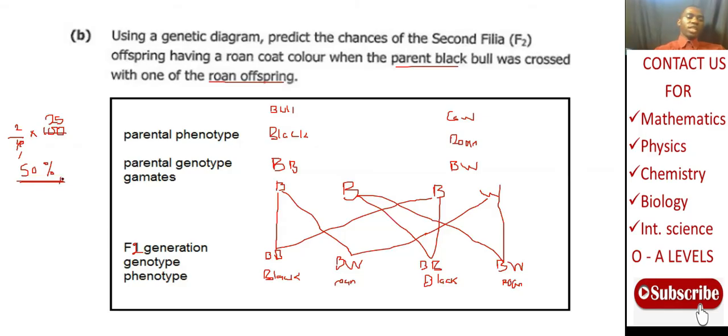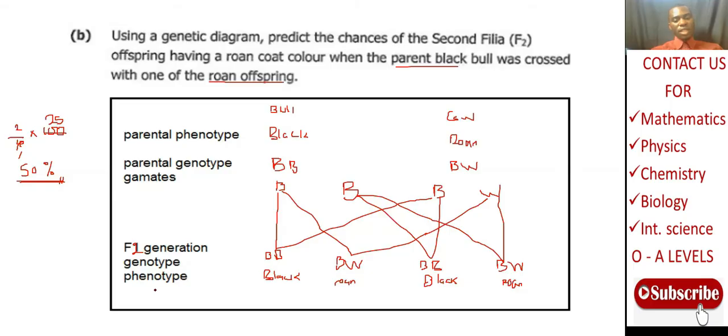So chance is best expressed in terms of what? Percentage. Don't leave it as a fraction. But if they ask for probability, you can leave it in fraction form. If they ask for a chance, make sure you leave it in this form, which is the 50% chance. And then you have to really show what you are doing.